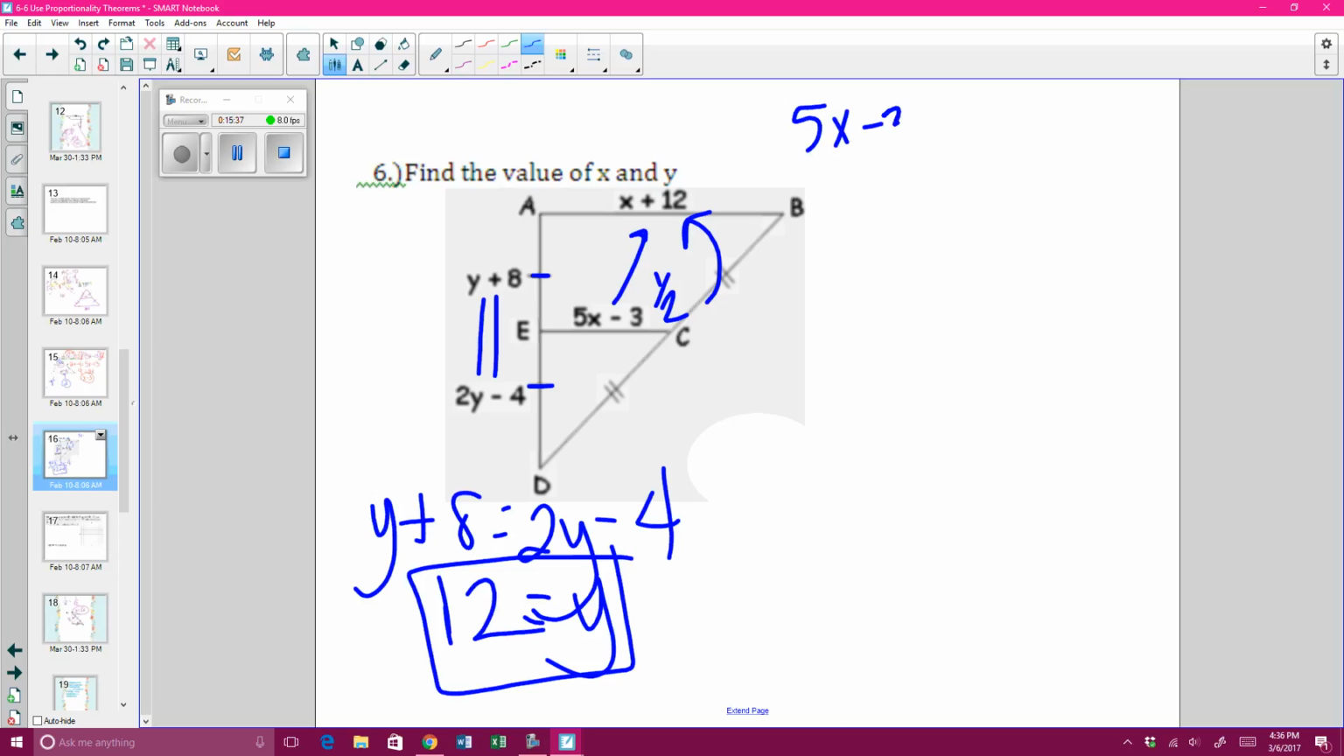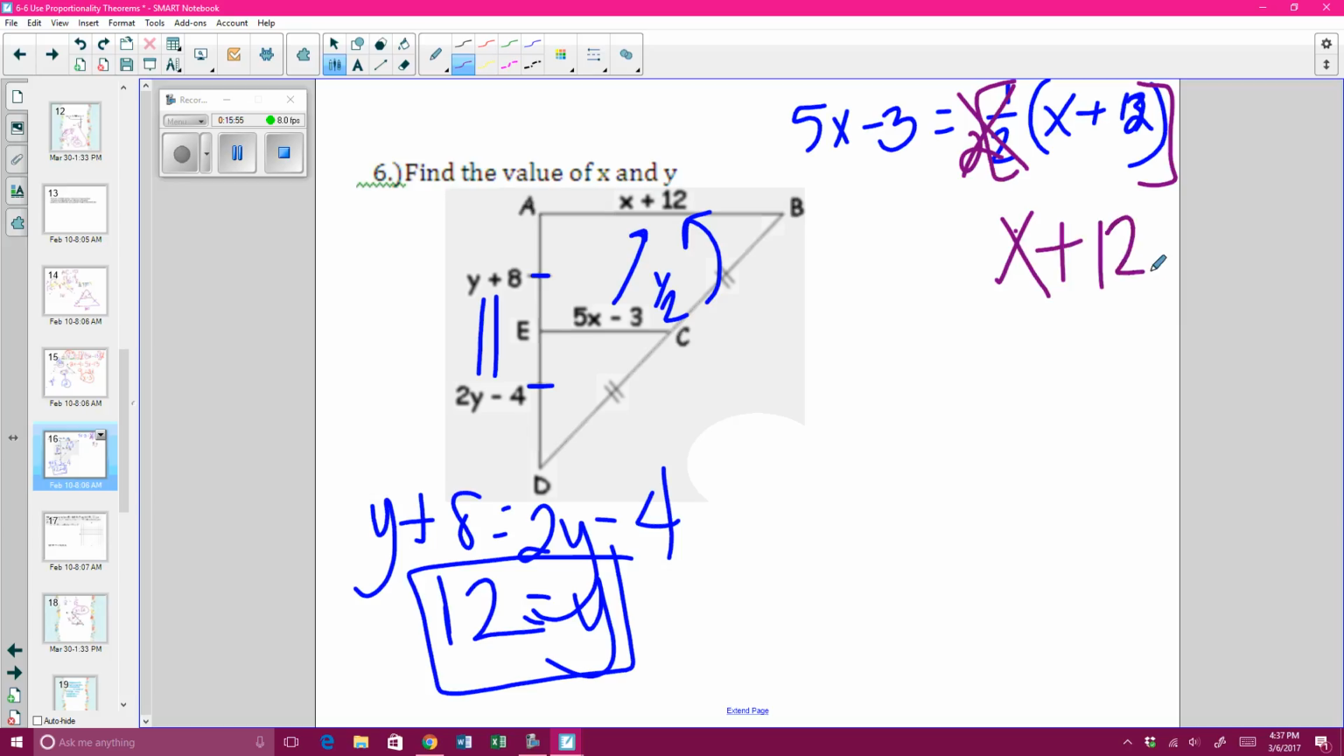5x minus 3 is half of this. Again, I don't want the half there, so I can multiply it by 2, and that would just become 1. It's 1x plus 12, so it's x plus 12. This also needs to be multiplied by 2, so make sure you do this step or else the entire problem will be incorrect.